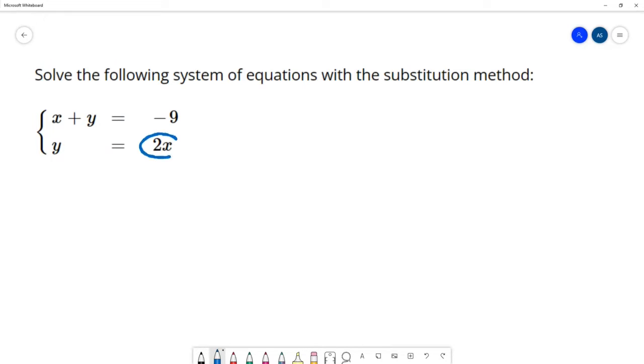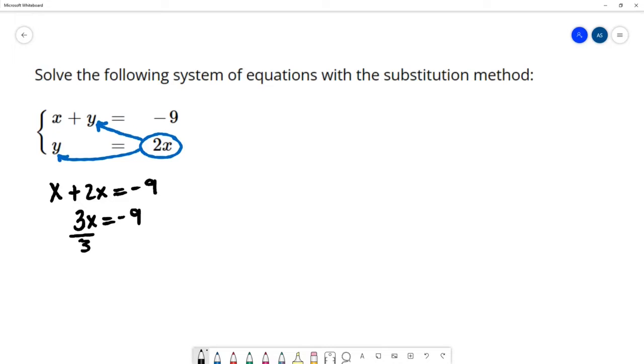Then we can move to the substituting. We're going to substitute 2x in for y because we have it equaling y. So we substitute 2x into the other equation, and that will give x plus 2x equals negative 9. X plus 2x is 3x. And solving for x, we would divide by 3, and that gives x equals negative 3.